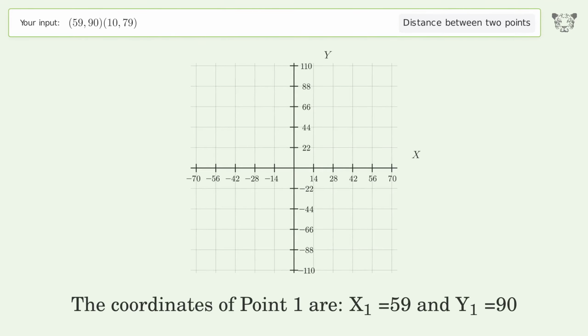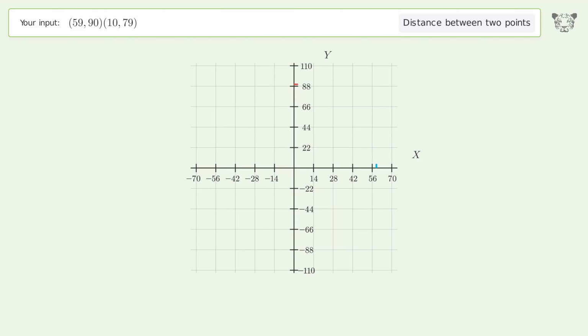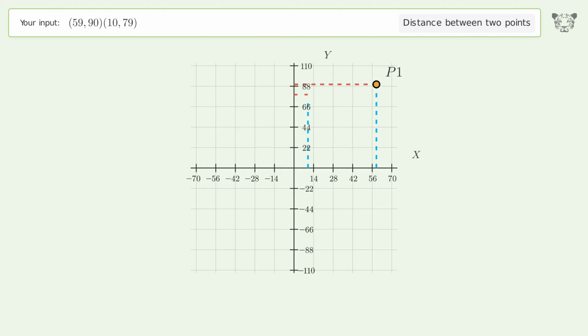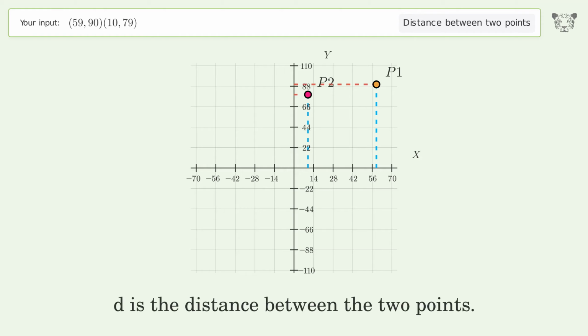The coordinates of point 1 are x1 equals 59 and y1 equals 90. The coordinates of point 2 are x2 equals 10 and y2 equals 79. D is the distance between the 2 points.